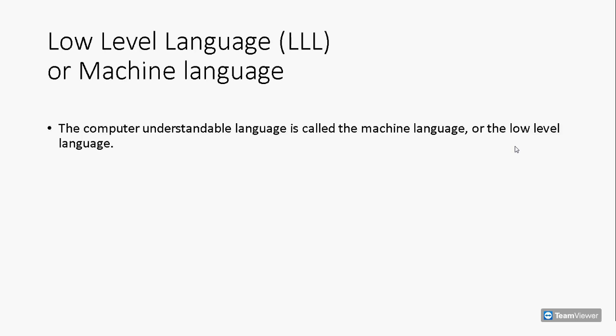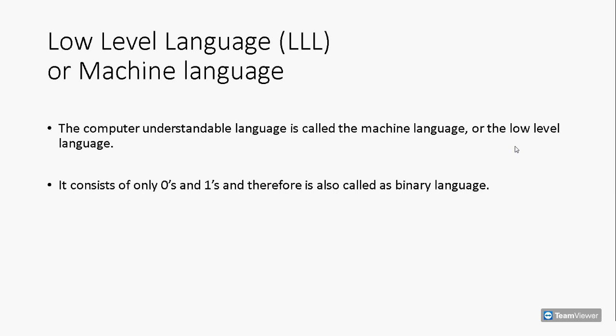Next, we will discuss the low-level language or machine language. The language which can be understood by the computer is called the machine language or the low-level language. It is also called binary language as it consists of only zeros and ones.